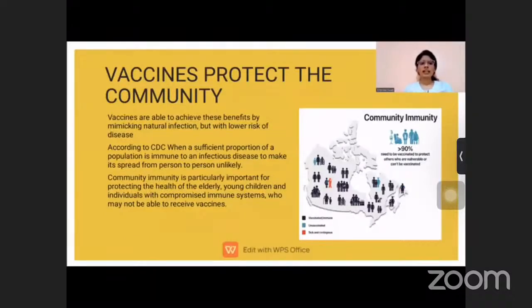Vaccines protect the community. They achieve these benefits by imitating natural infections but with a lower risk of disease. According to the CDC, community immunity occurs when a sufficient proportion of a population is immune to an infectious disease, making it unlikely to spread from person to person. Community immunity is particularly important for protecting the health of the elderly, young children, and individuals with compromised immune systems who may not be able to receive vaccination.